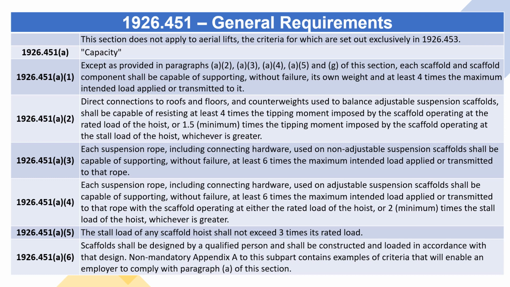1926.451(a)(3), each suspension rope, including connecting hardware, used on non-adjustable suspension scaffolds shall be capable of supporting, without failure, at least 6 times the maximum intended load applied or transmitted to that rope.